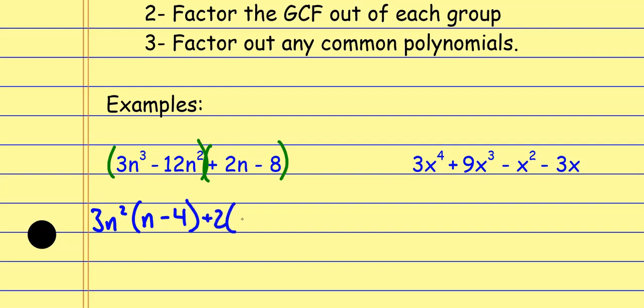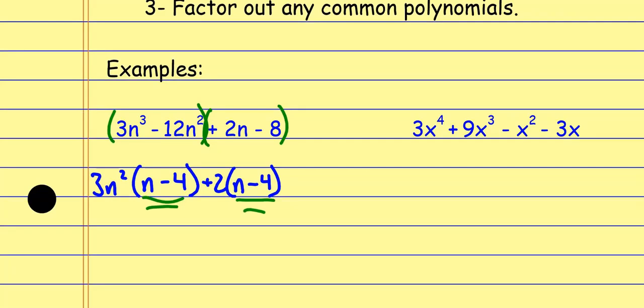And it's important to include the sign. Tell me whether you're factoring a positive 2 or a negative 2. So I factored that out. That leaves me with an n minus 4. And now I look for big chunks that are the same, and I should see that I've got this chunk of n minus 4 that they have in common.